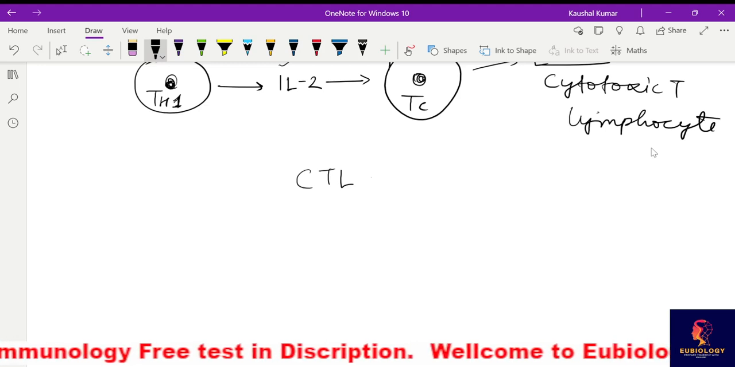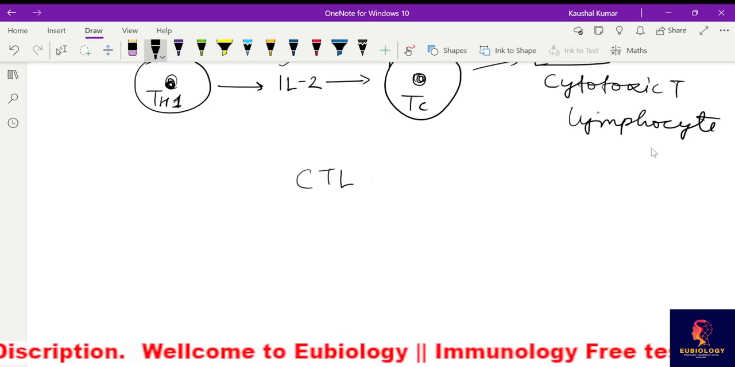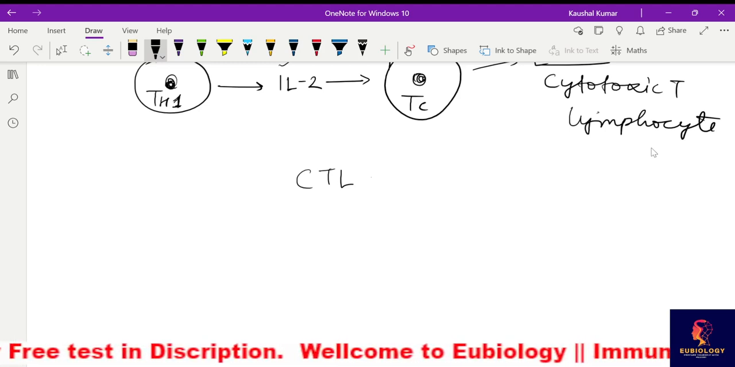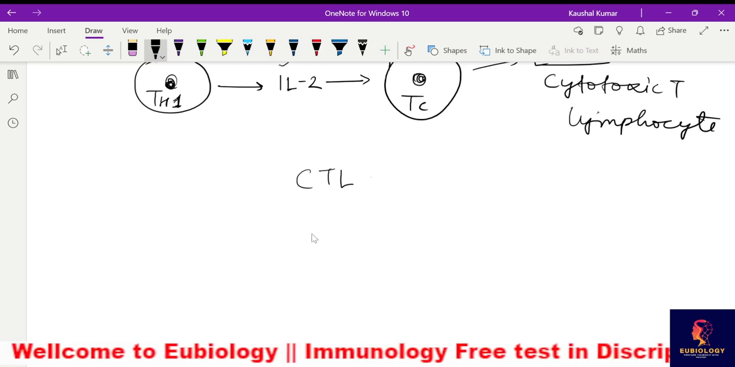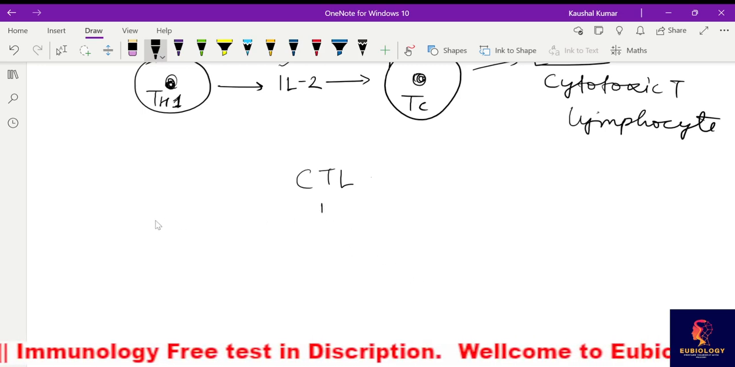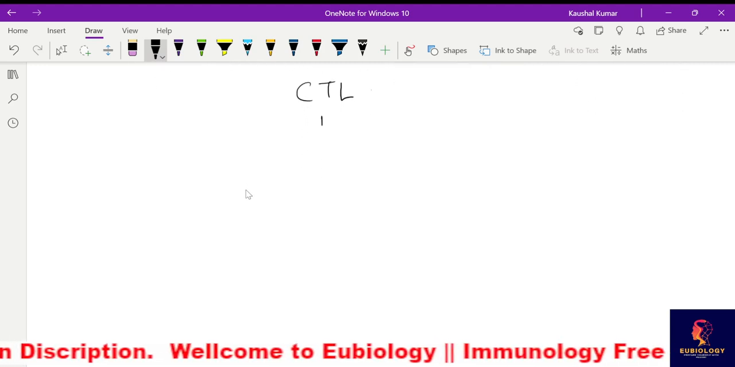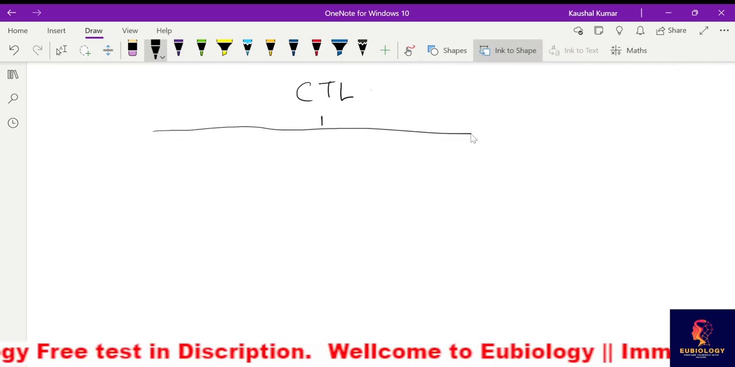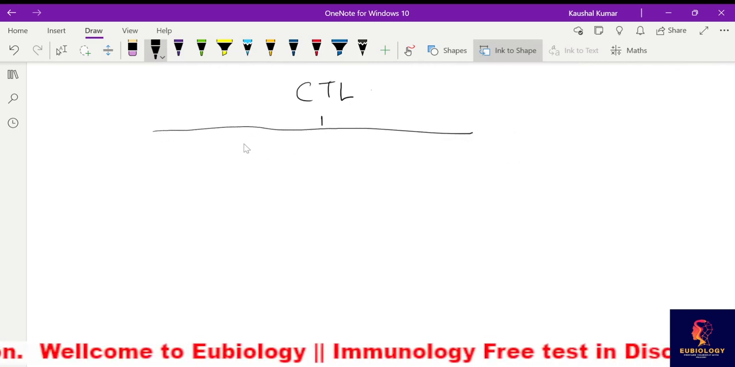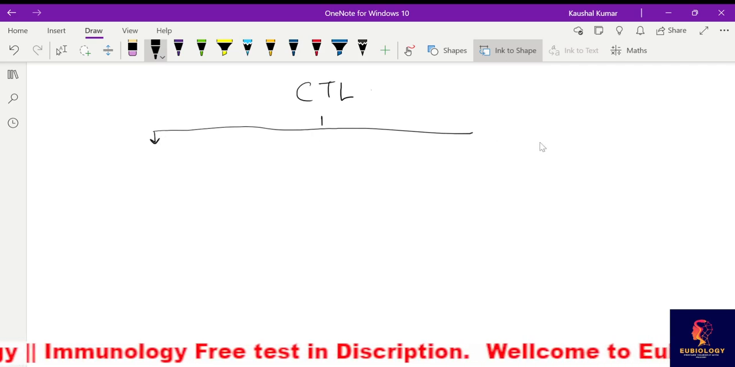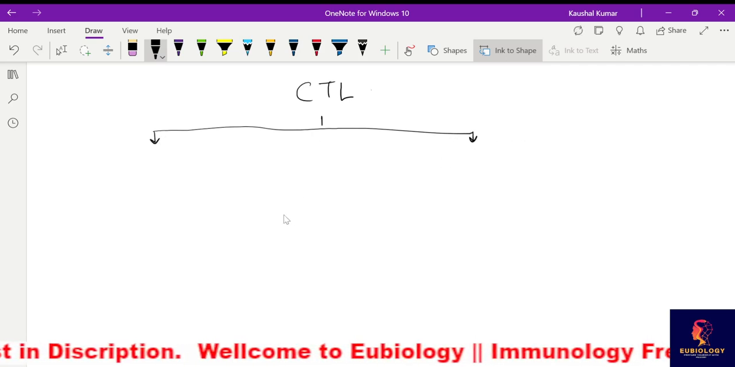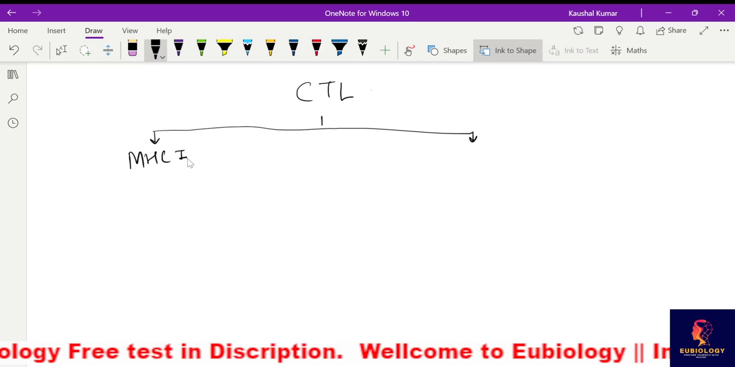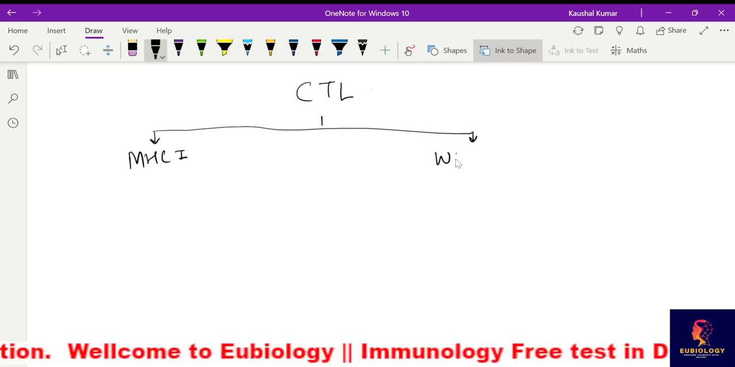Why is the cytotoxic T cell required? Because the pathogen may escape from the antibodies. So CTL will kill the pathogen in two manners. The first will be according to the MHC molecule, MHC class 1 molecule, or without MHC class 1 molecule.